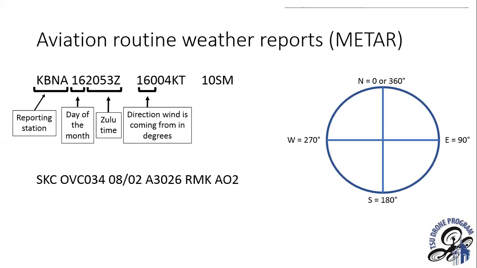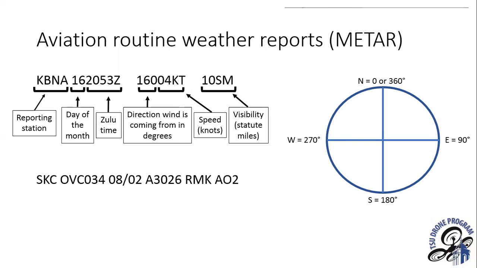Now, the next section is looking at the direction that the wind is coming from in degrees. I've got this circle here depicting the different directions and their representation in degrees. You can see 160 would be somewhere between east and south, that the direction of the wind is coming from. And then the next section is the speed of that wind in knots. In this case, we're looking at 4 knots.